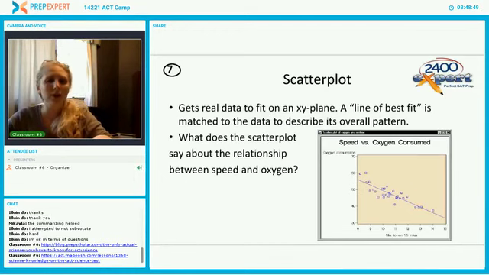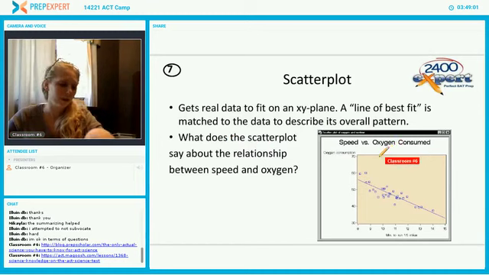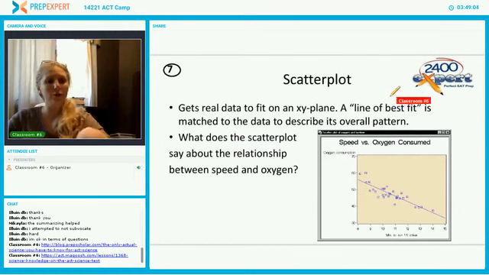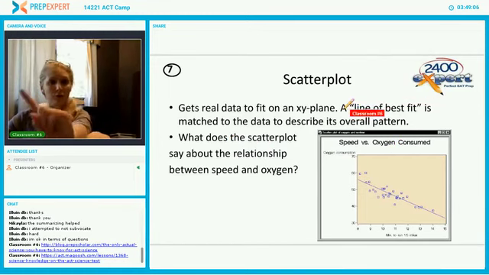This is an interesting graph to look at. The scatter plot gets real data to fit on the xy plane. A line of best fit is matched to the data to describe its overall pattern. What about the scatter? What does the scatter plot here say about the relationship between speed and oxygen? So we should always have kind of a uniform method. We should always read the title, read the axes, and then interpret the trend.